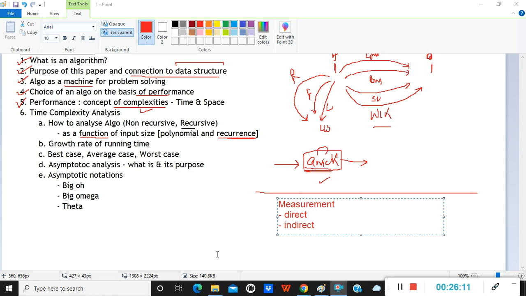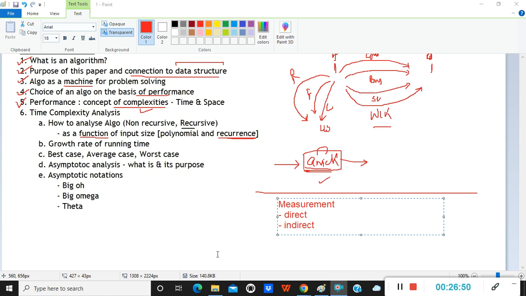But suppose you are telling somebody that he is a good guy. Then what will that person understand? We cannot measure that. Good does not have a specific definition, so I cannot measure it accurately and will not have an exact measurement. So this is an indirect measurement.